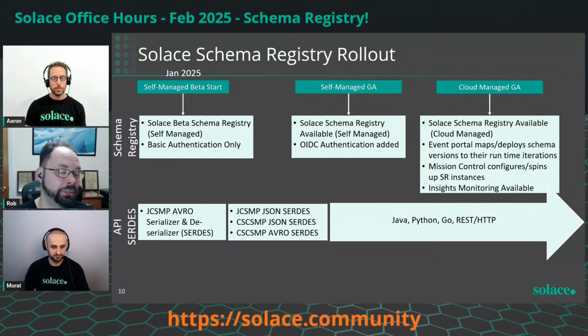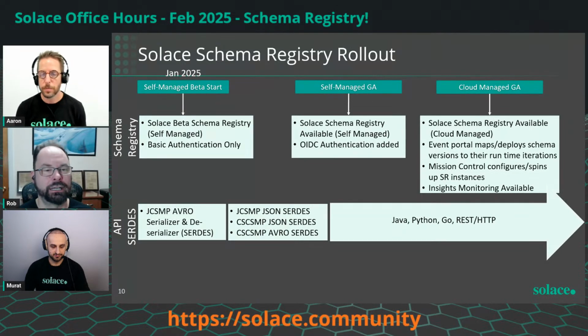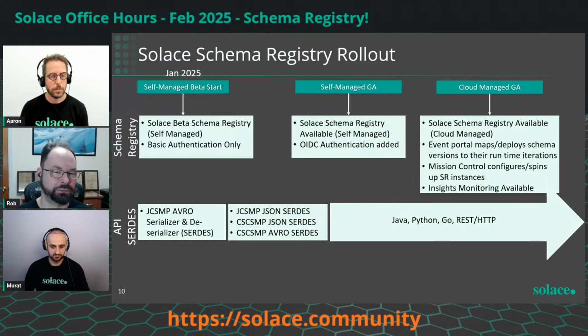I'll get into a bit more detail on that a little later. Then we're getting to the self-managed GA, where we'll actually have the Solace Schema Registry available, and we'll have the full production-grade OIDC authentication added, so you can take it into production. Then we'll evolve the SERDES over time and take what we've developed from the self-managed GA and insert that into cloud and do the integration with Insights and Mission Control, and of course Event Portal, as well as making it available on cloud.